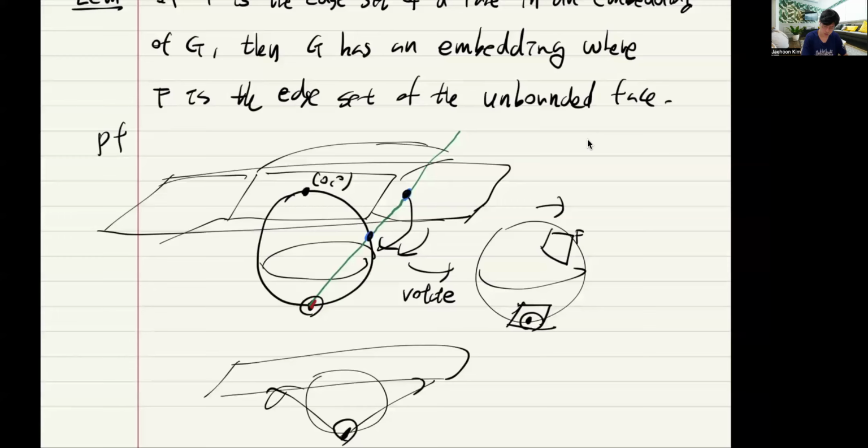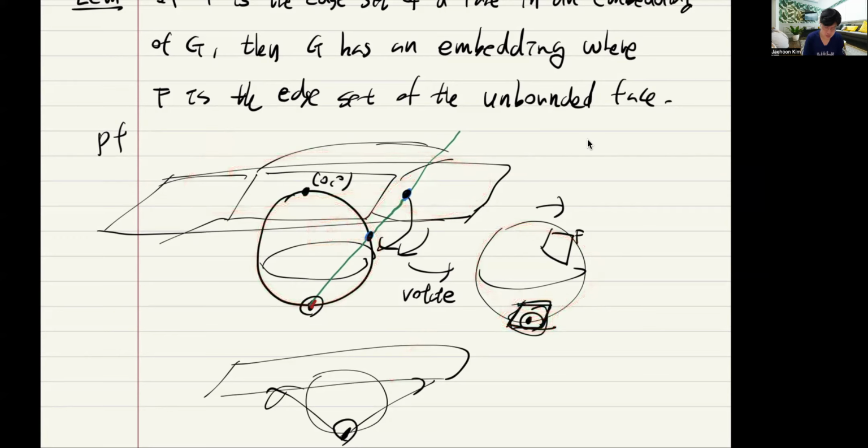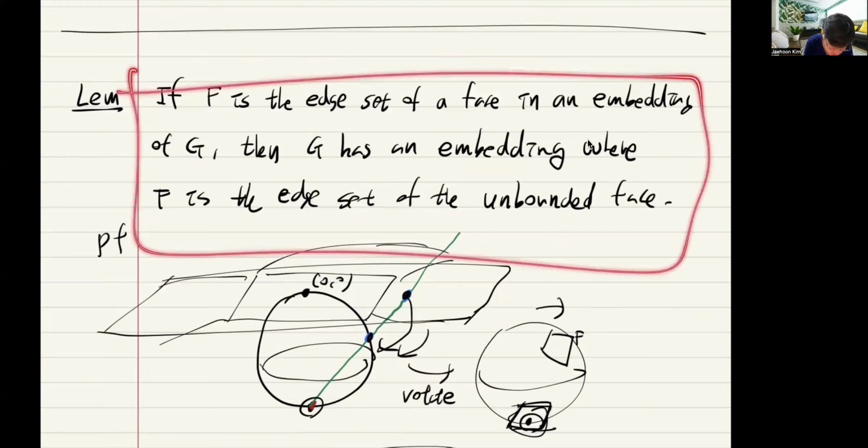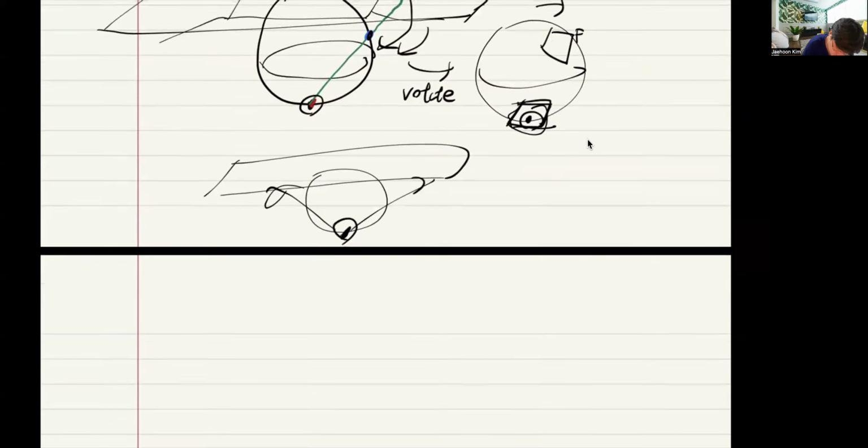But what does this face become? This becomes the unbounded space. So again, you have this embedding, and then you project it to here, and then you rotate so that your desired face F contains the south pole, and then you project it back. Then you can confirm this lemma. So that's the proof.